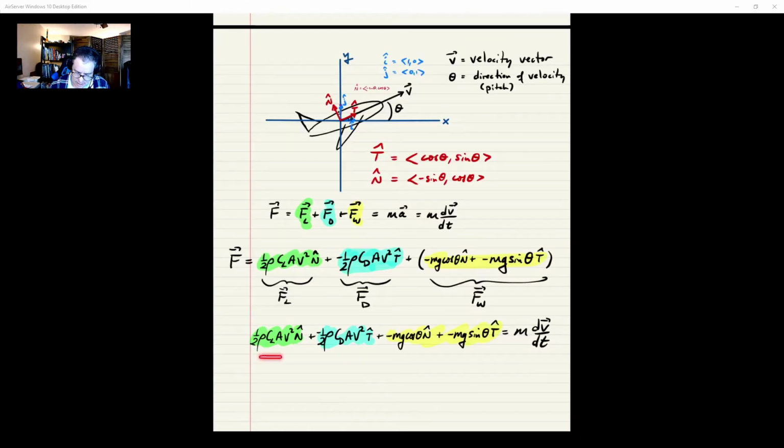So that is the sum of all the forces is the mass times the acceleration of the glider, written in terms of its change in velocity over time, the change in the velocity vector over time. So what we'll do next is just collect together these two terms, which are both in terms of the unit normal, and combine together those terms, which are in terms of the unit tangent.